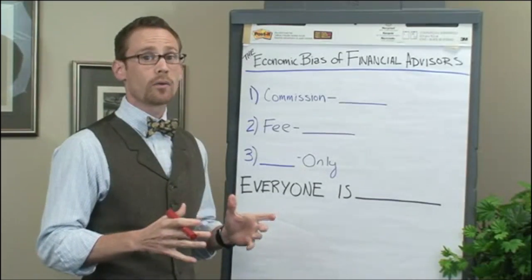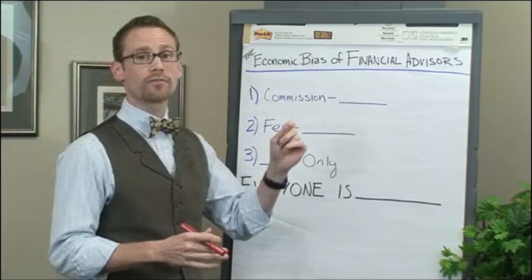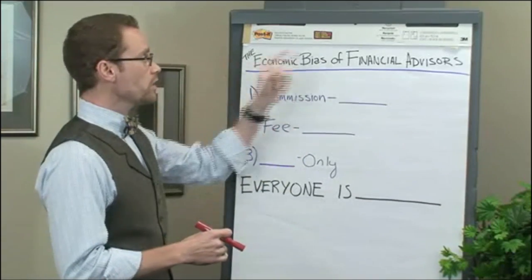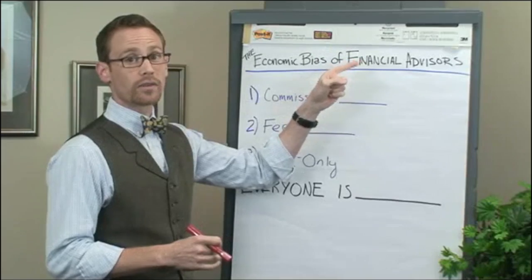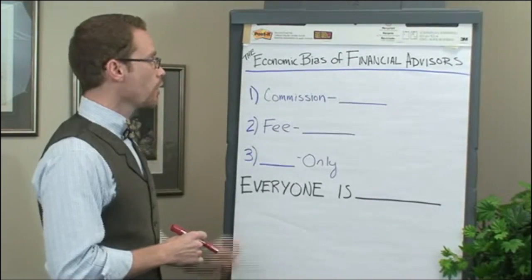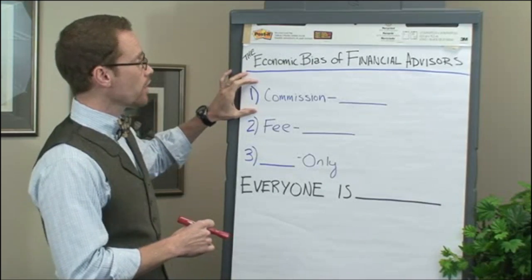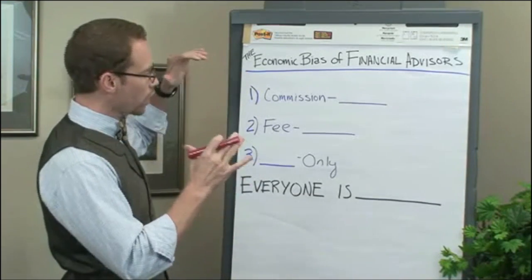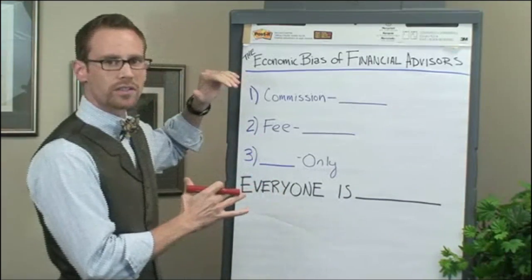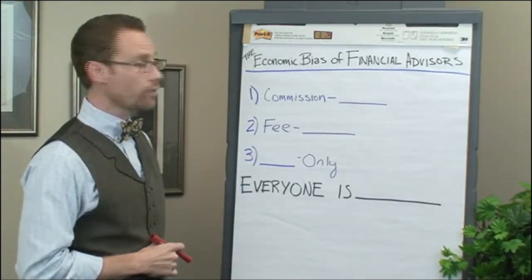In today's video, we're discussing economic bias, again, the conflict of interest where money is involved, but we're going to be talking about the thing that I do for a living, and that's being a financial advisor. We're going to go into each of these three in subsequent 90-second videos because it's that important, but I want to carve out first the primary three methods of compensation for financial advisors.